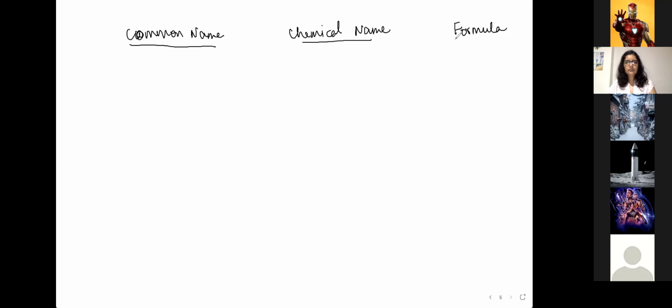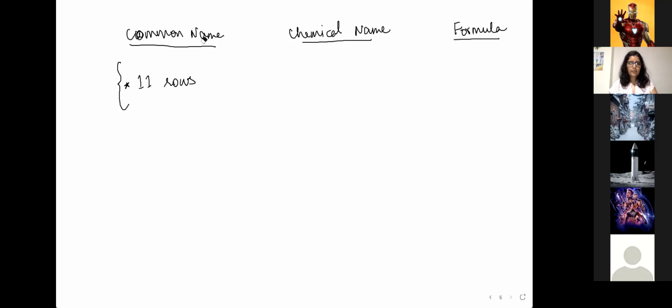But yes, your table, write it as common name, chemical name, and formula. And once you've written the heading, leave a gap. You need to have 11 rows, 11 lines. If you're using a ruled book, it's easy, just count 11 lines. If you're not using a ruled book, figure it out based on your writing how much space would be required, but you'll be taking down 11 points in this table. So leave enough gap and continue from that.